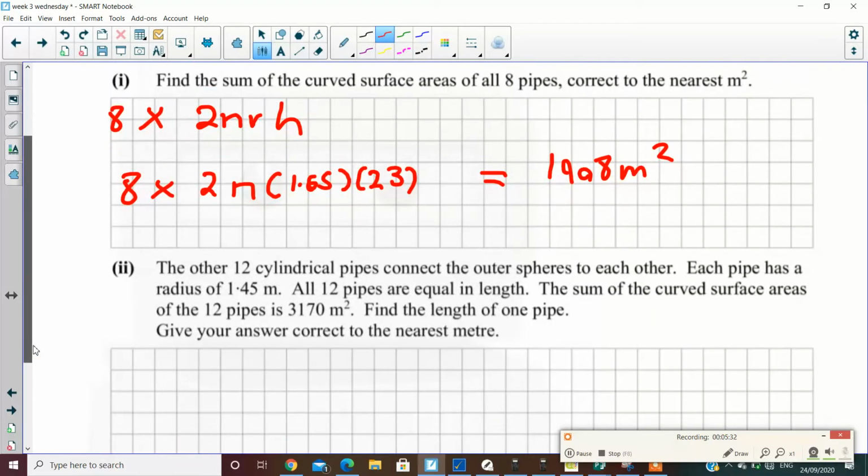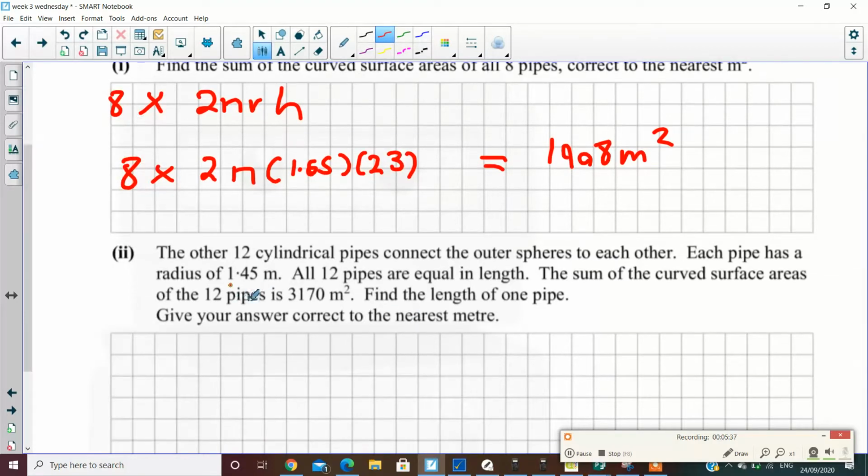The other 12 cylindrical pipes connect the outer spheres to each other. Each pipe has a radius of 1.45. If all 12 pipes are equal in length, find the sum of the curved surface area of the 12 pipes. Oh, sorry. The curved surface area of all 12 pipes is 3,170 meters squared. Find the length of one pipe. Okay, I think I get you. Right. We have the eight central pipes. Would everybody agree with that? How much are the 8 central pipes worth?